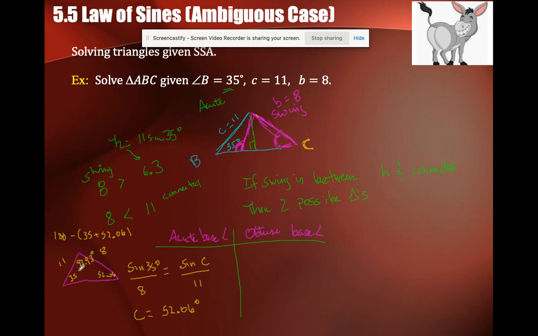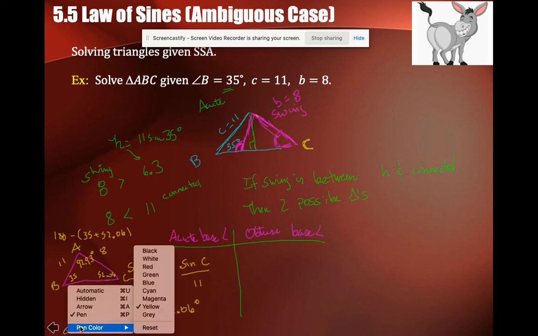So to find this, if this was C, then this was A. And I used another law of sines relationship. Sine 35 degrees is to 8 as the sine of 92.93 degrees is to A. Did my cross multiplication, solve for A, and I got 13.93.